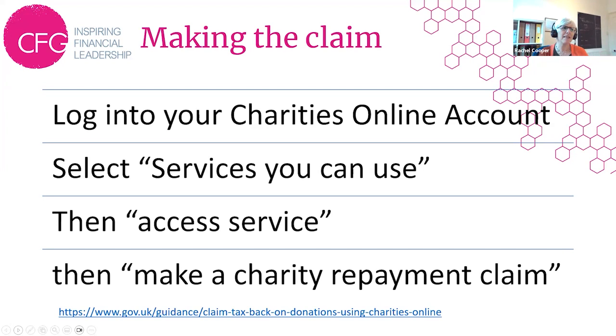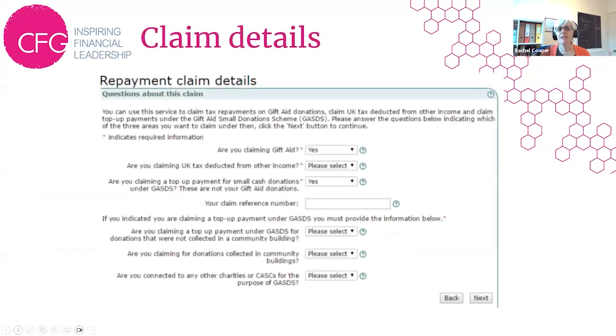I've got some older ones, but I think HMRC looks very slightly different. Yeah. Some of the screens are the same. So you go into services you can use, and then you go into access service, and then make a charity repayment claim. So you've kind of gone through your charities. And then the next thing that you do, it asks you some questions about what your claim is and what you want to claim.